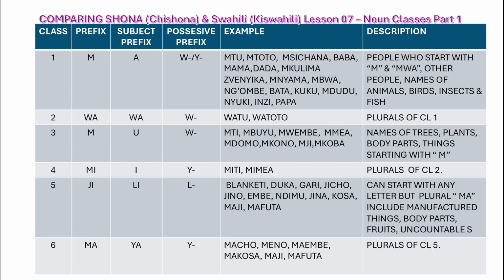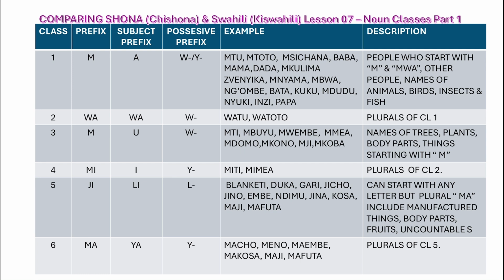Class 4 are the plurals of class 3. For example, mti is miti, mmea is mimea.